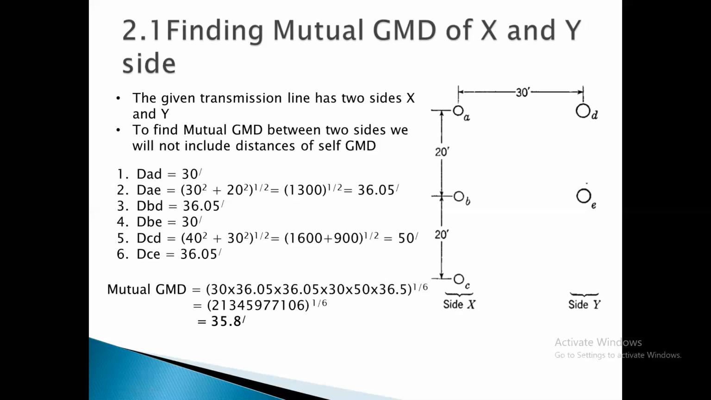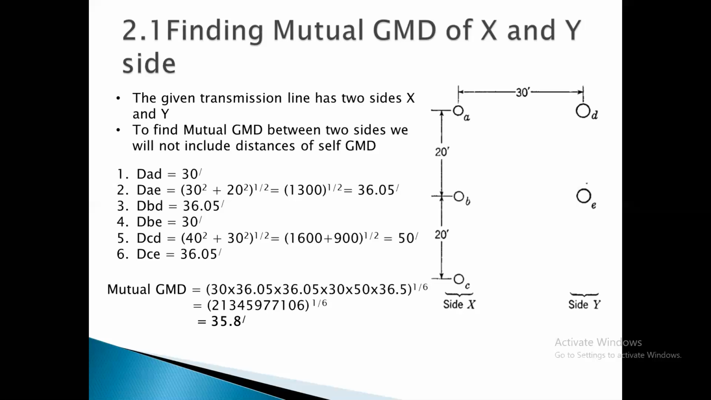This is the mutual GMD of this transmission line at this place, at this pole. Mutual means that it includes the GMD of all the conductors. Then we will move towards the self GMD. If you have any question in mutual GMD, you can ask now. No, I understand it. Thank you. Okay.